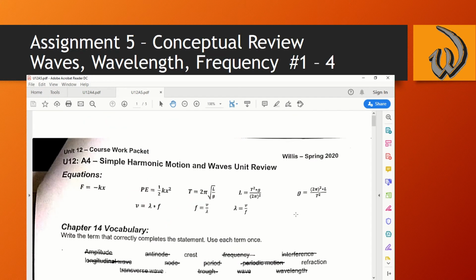All right, so the last assignment for this week was assignment 5. That was a typo right there. It should have said assignment 5, but it was your review. I wanted you guys to work on the vocabulary because that's a big part of this. We'll use these vocab terms as we progress through our next 2 units about sound and about light and all the weird things that they do.